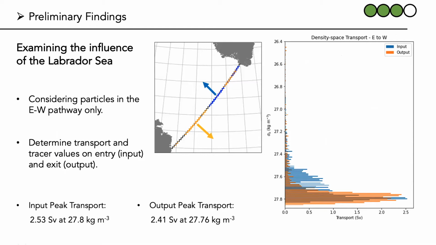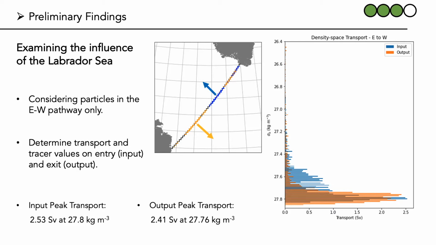Looking at the east to west pathway, what I'm doing here is effectively isolating the transport and tracer values on entry into the Labrador Basin. So you can see those marked in blue. And then we also record the transport and tracer values of each particle. Transport is conserved for every particle, I should point out.